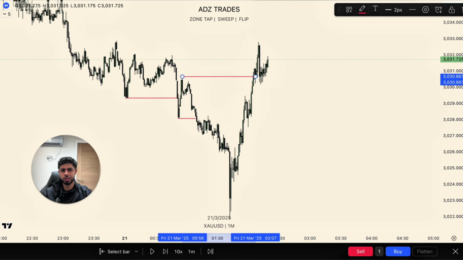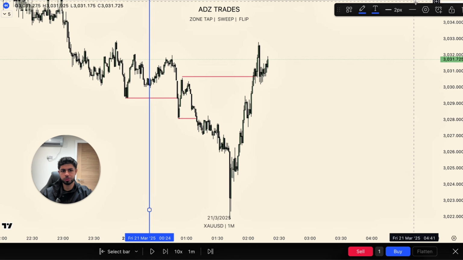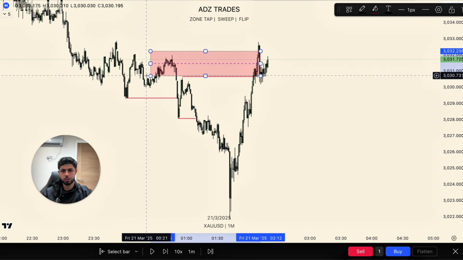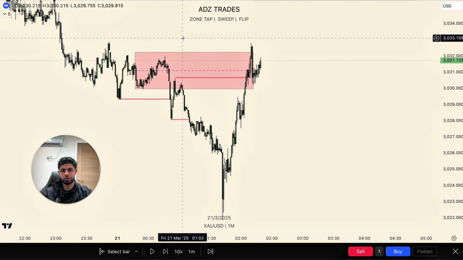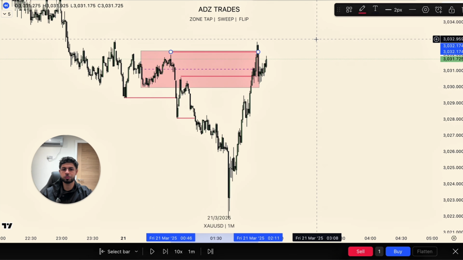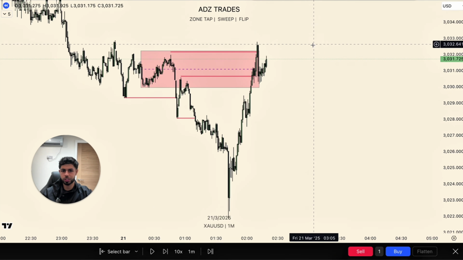Where did this protected high come from? It came from this area of supply within my previous zone. So this down to up move here. Once we break this, okay, so we broke the protected high and the area of supply it came from, this is a real change of character.